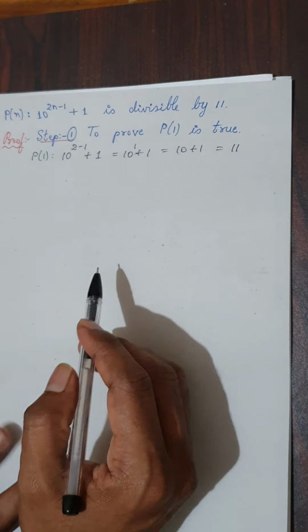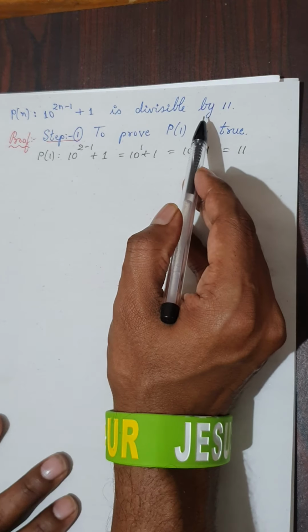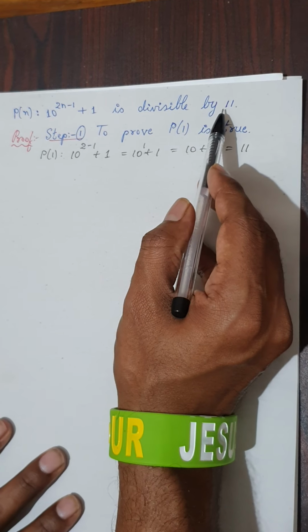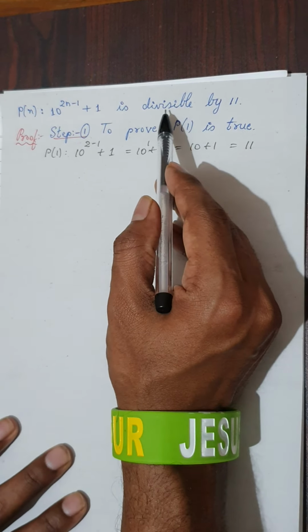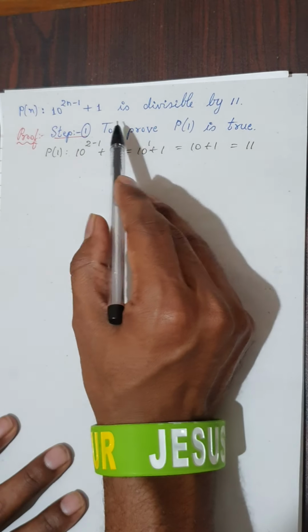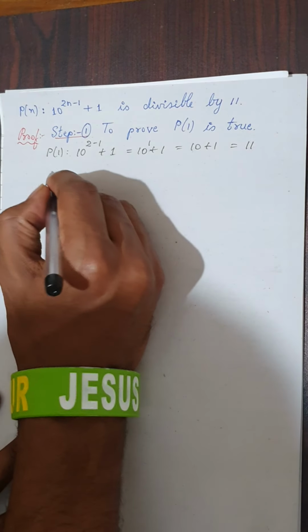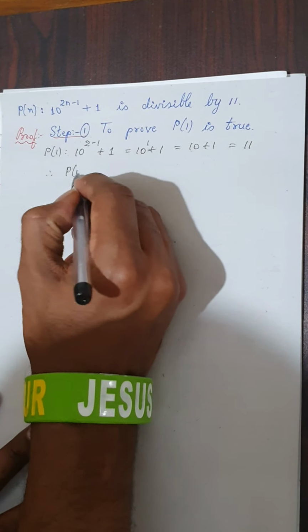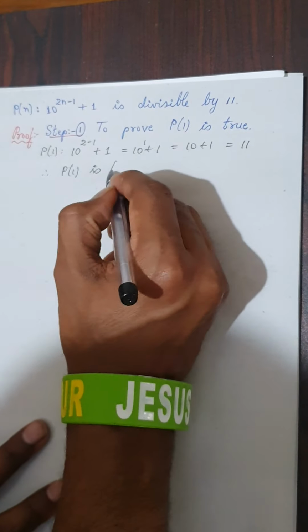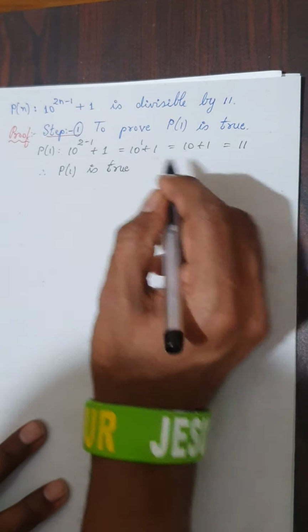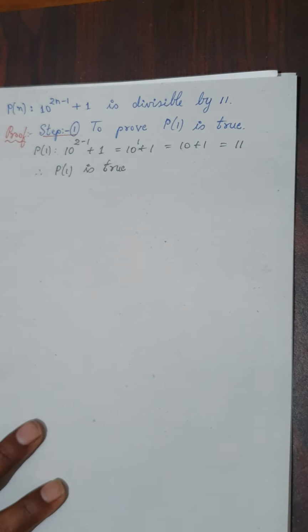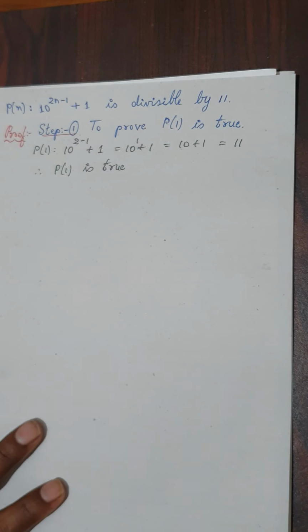Sorry students, I made a small correction in the question. I had told you it was a multiple of 3, but that was wrong. It should be divisible by 11. So you can see here p of 1 I got 11. Therefore p of 1 is true. Why is it true? Because 11 is divisible by 11. Is it clear?